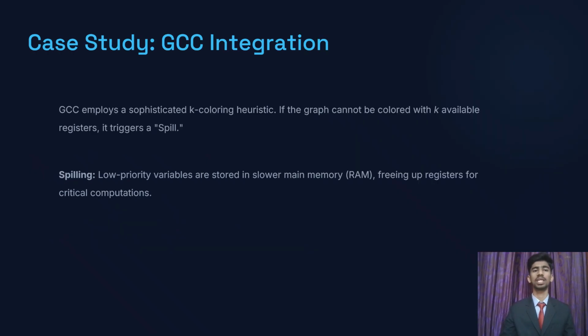Now let's consider a case study, GCC integration. A real-world example of the graph coloring technique can be seen in the GCC compiler, which is widely used in Linux systems. GCC constructs an interference graph for program variables and applies graph coloring to allocate registers. If registers are insufficient, then less important variables are temporarily moved to memory, a process known as spilling. This approach helps GCC generate optimized machine code.